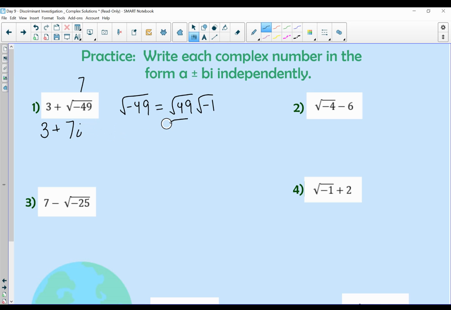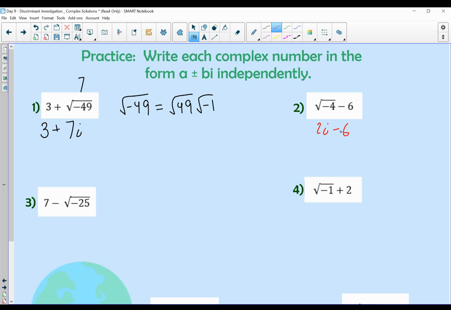All right, so for number 2, automatically I have an issue. I do not see this in a plus or minus bi form, but I'm just going to do it as I see it and then fix it later. So the square root of 4 is 2. So the square root of a negative 4 is 2i. There we go. And then my minus 6 just comes down. So all I need to do now is just put this in the correct order.